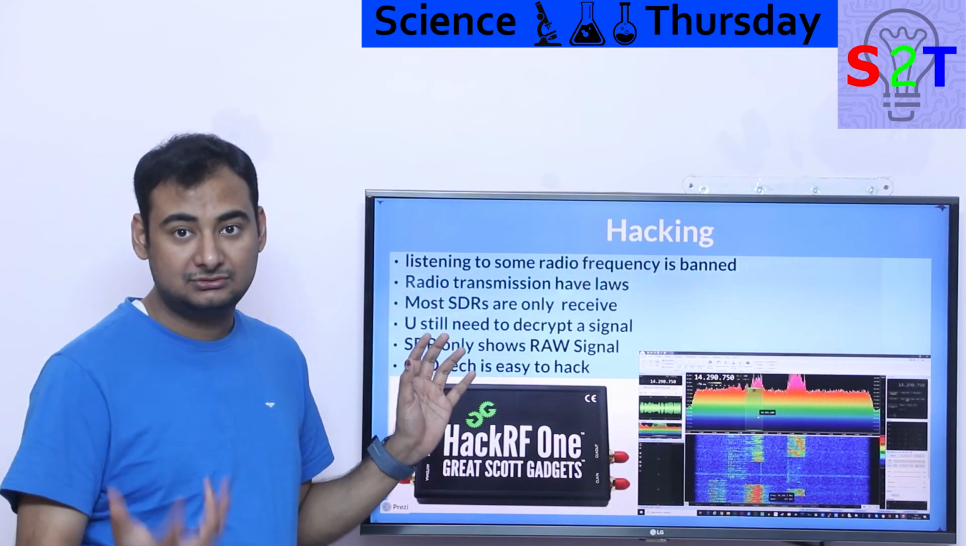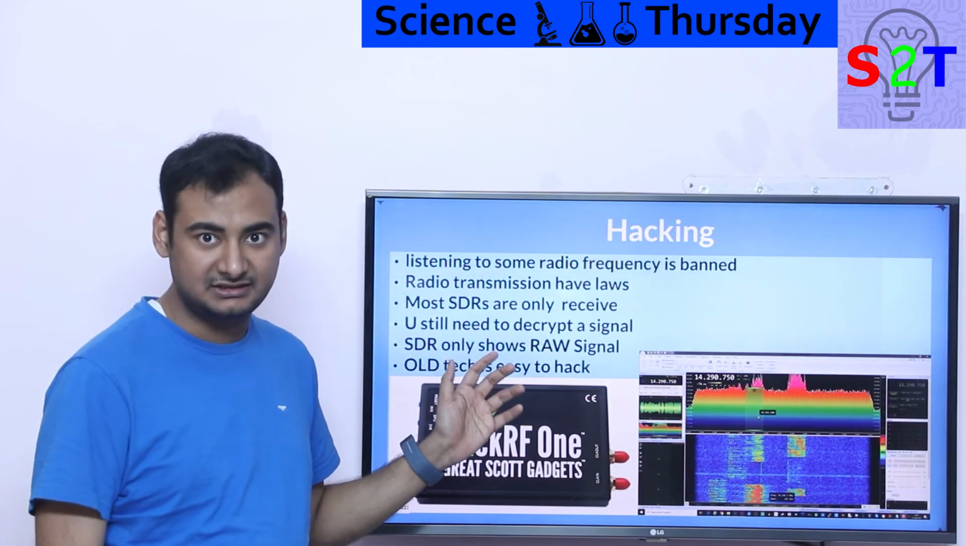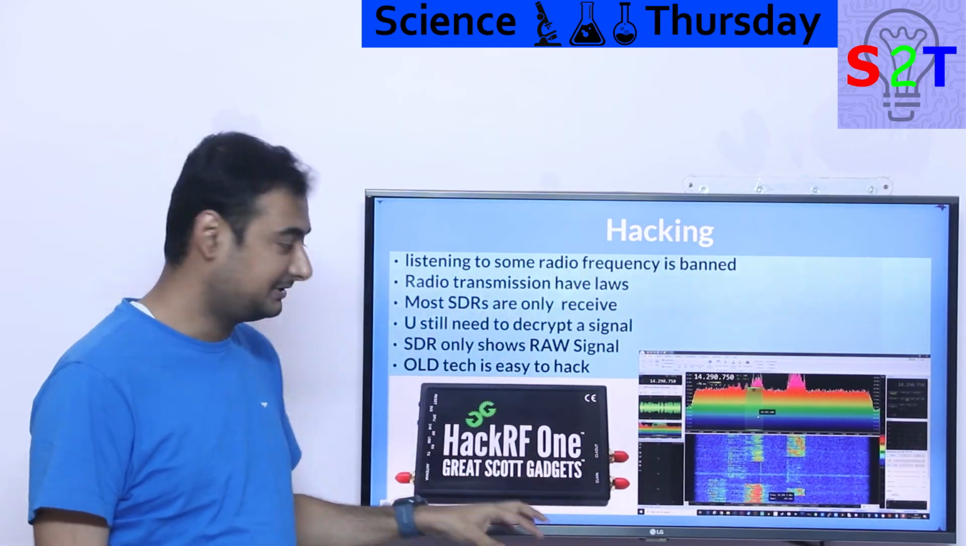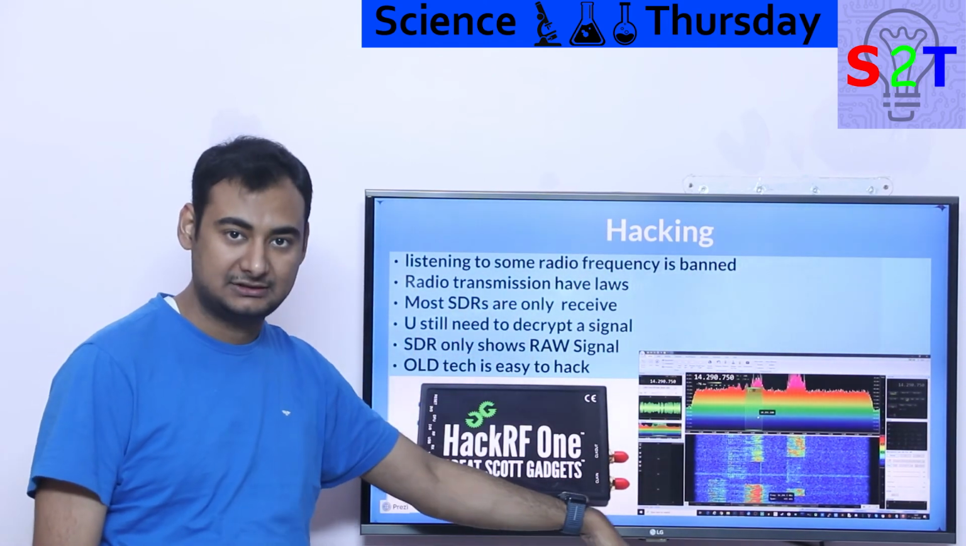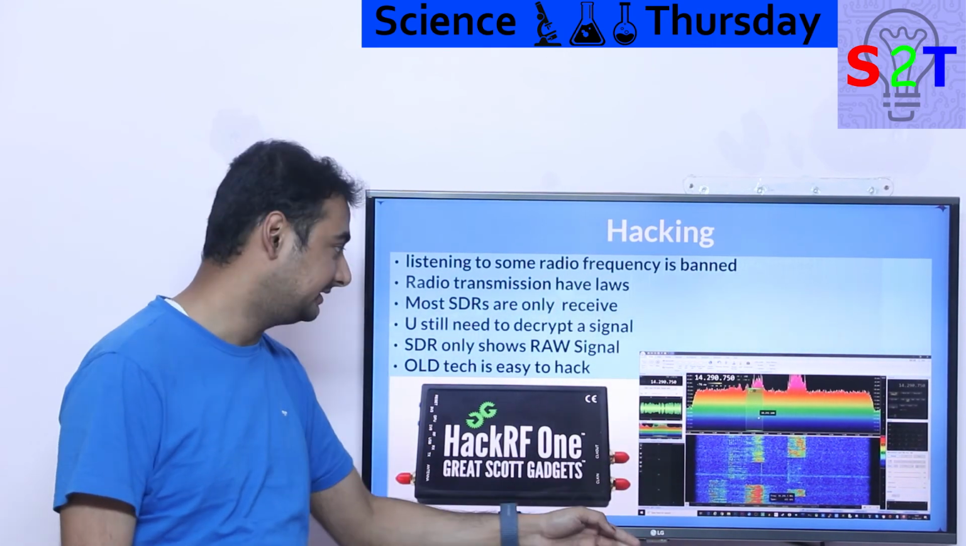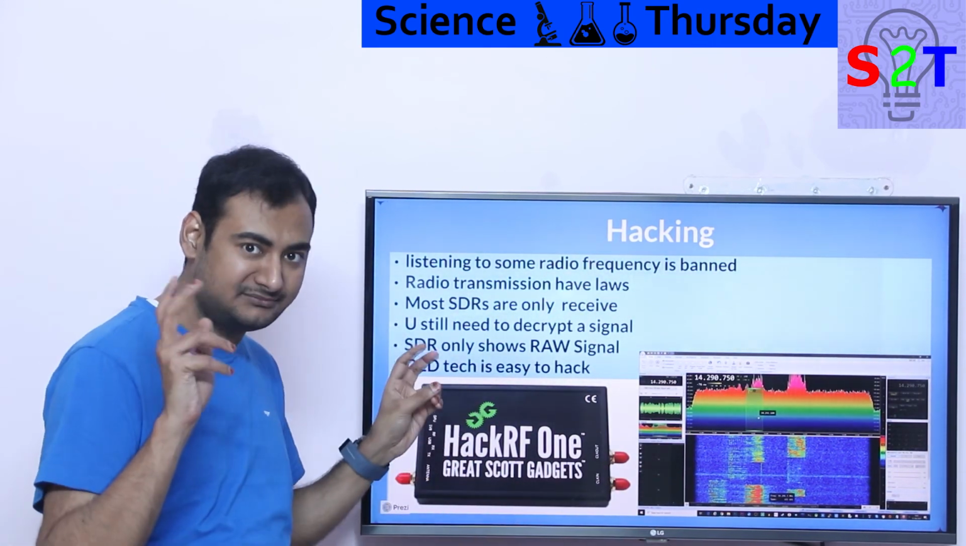And if you try to hack any digital signal which is encrypted, you still have to decrypt it. This puppy will only spit out the actual data. You still have to decrypt it. Be very mindful. That's why, the hacking part, you still have to.